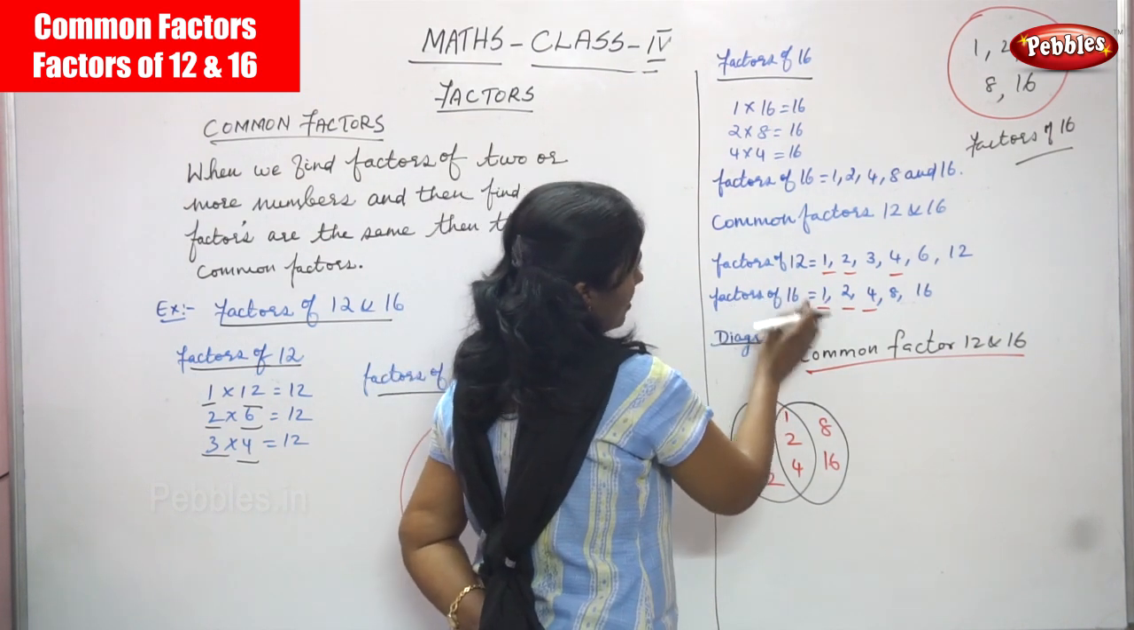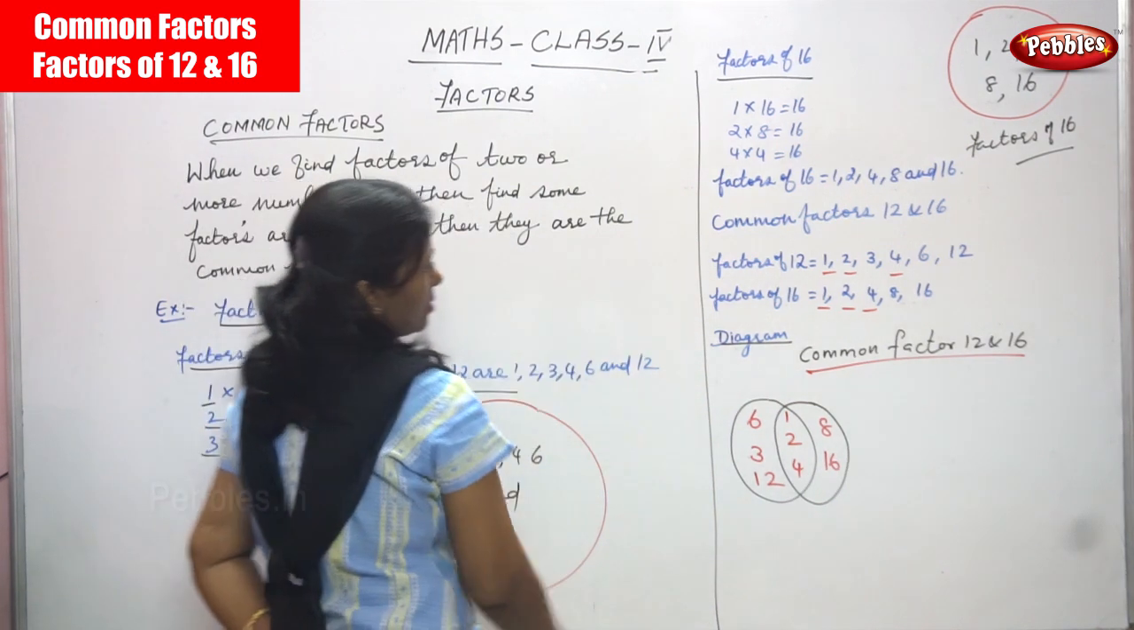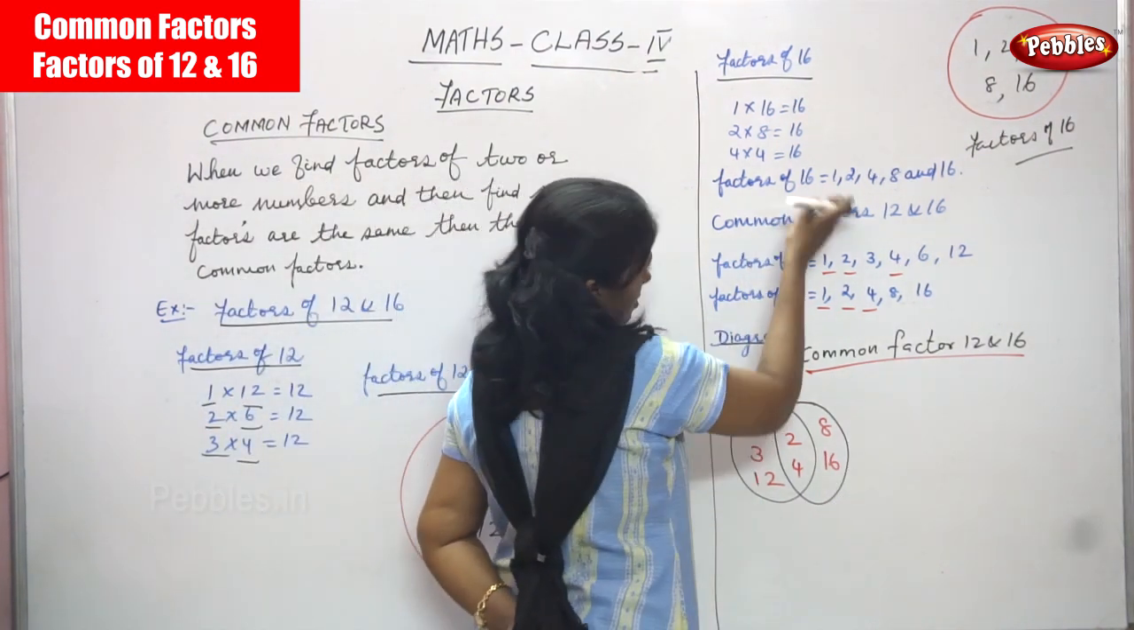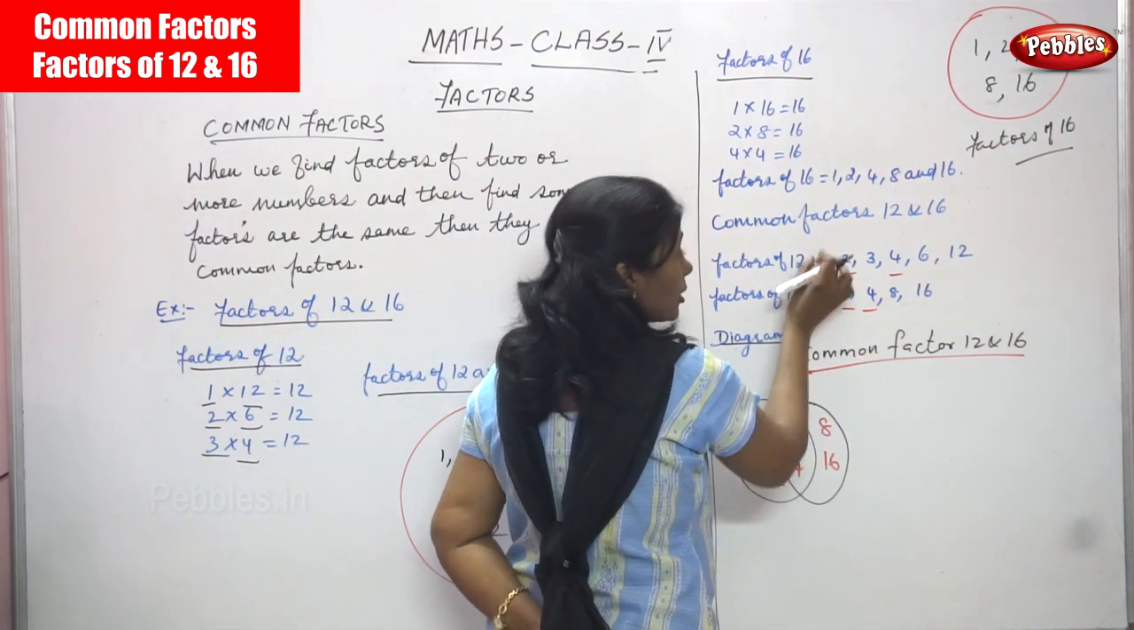So I've written again 1, 2, 3, 4, 6 and 12. I have written the same answer here also. Factors of 16, I just write it below: 1, 2, 4, 8 and 16. So what are the common factors?